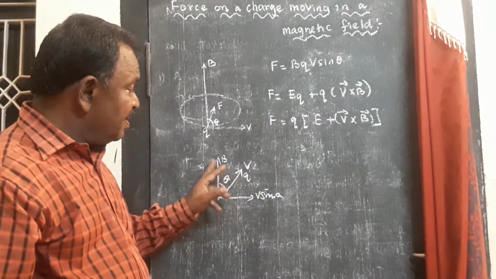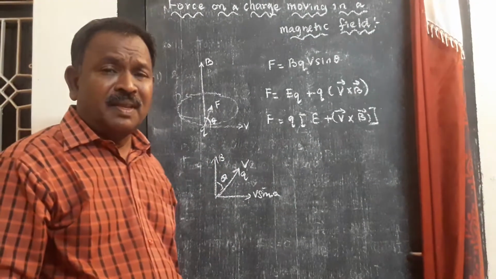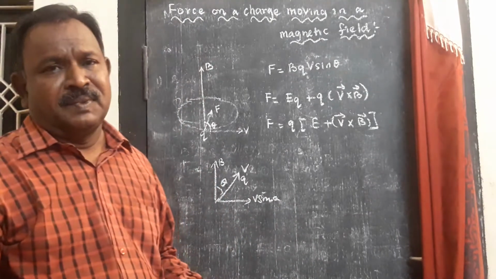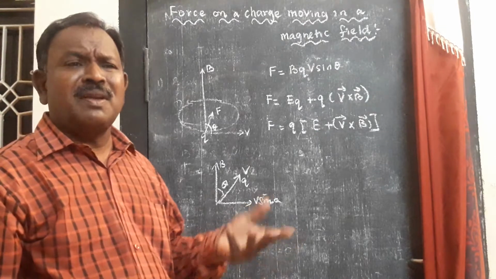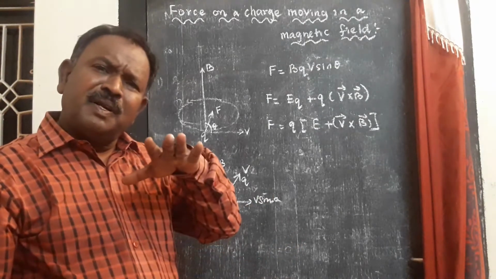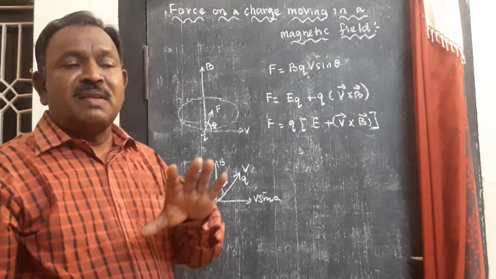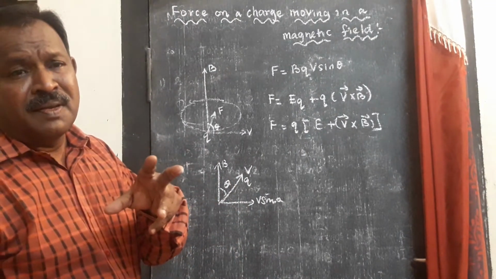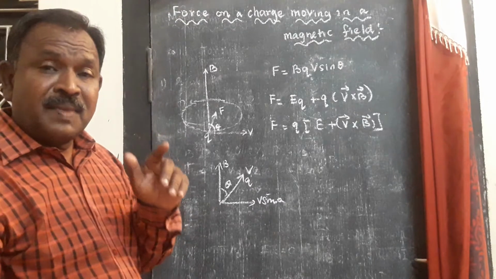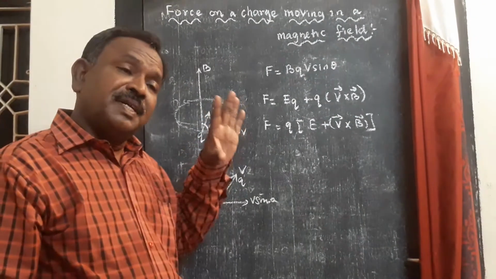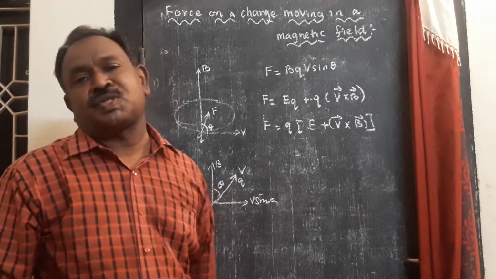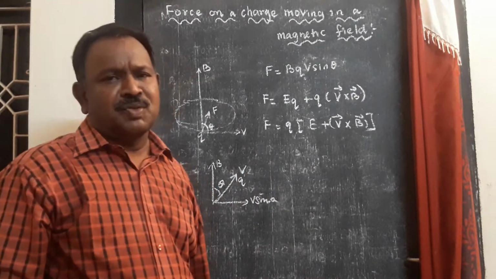Suppose it is inclined with the magnetic field, then the force will be resolved into two components, horizontal component and vertical component. The horizontal component remains the same while the vertical component changes. Due to this change in the vertical component, the charge, instead of having circular motion, will have spiral motion.